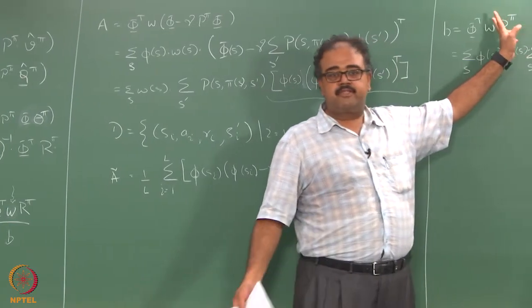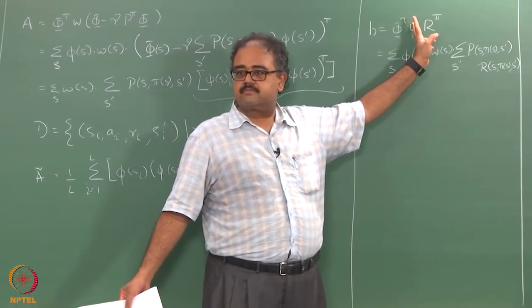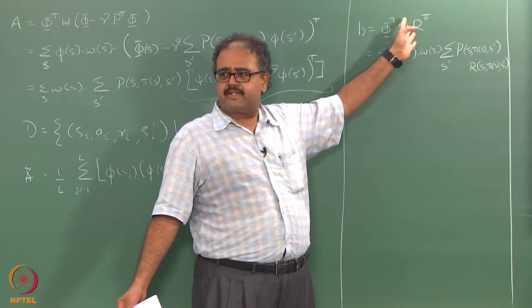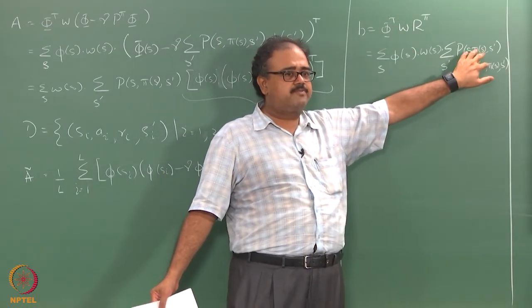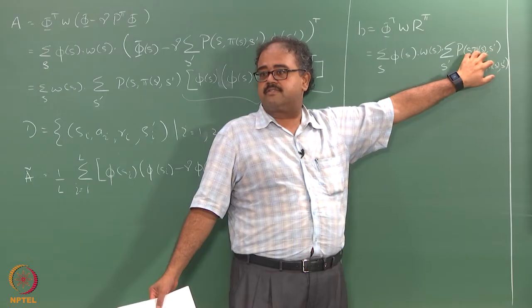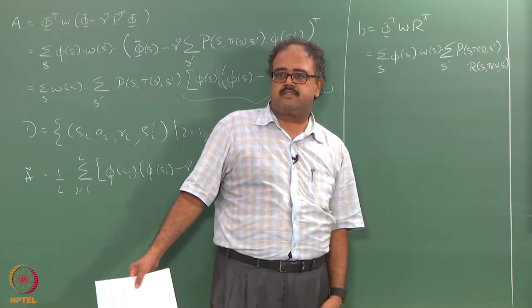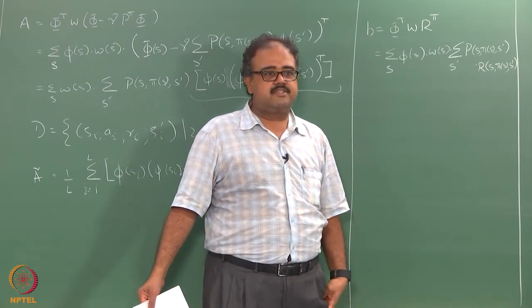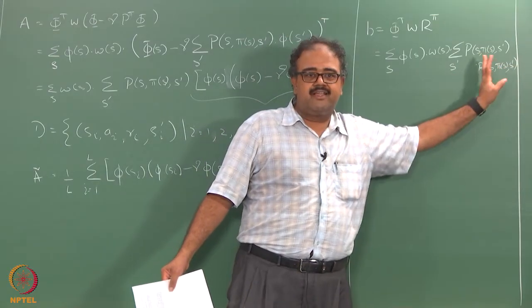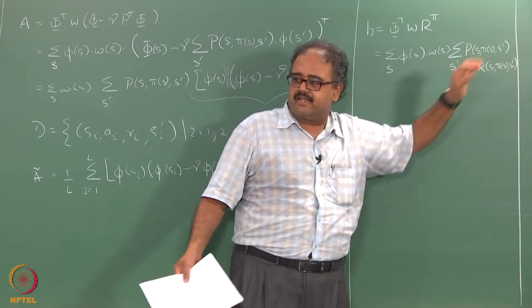So that is what R pi is. People remember the R pi thing, right? So R pi is essentially summation over all S prime, P S pi S S prime into R S pi S S prime. So which is essentially the expected reward that you are going to get. I mean, we wrote it as an expectation. I am just writing it as a simple thing here.